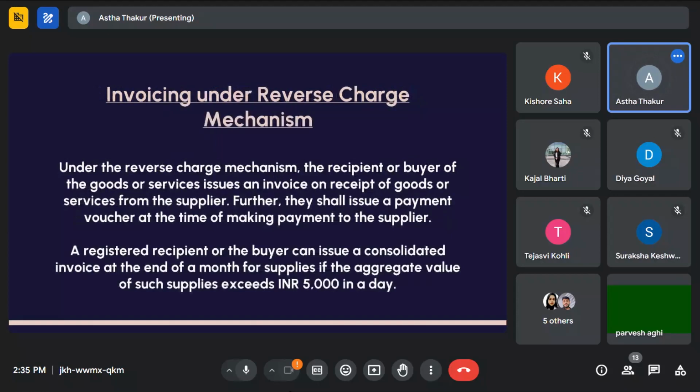Now, talking about invoicing and the reverse charge mechanism. Under the reverse charge mechanism, the recipient or the buyer of the goods or services issues an invoice on receipt of goods or services. This process is called the self invoicing method, wherein the buyer would issue an invoice to himself or herself. So, this is how the entire method works.